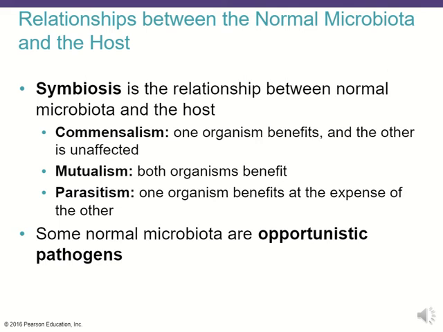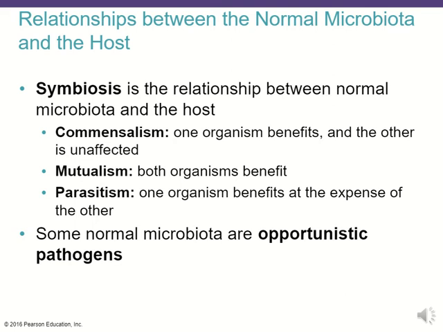Symbiosis is the term used to describe the mutually beneficial relationship between normal microbiota and the hosts. There's commensalism, which means that only one organism benefits, while the other organism is not affected, negatively or positively. There's mutualism, which means that both organisms benefit in the end. But in the case of parasitism, only one organism will benefit to the detriment of the other organism.